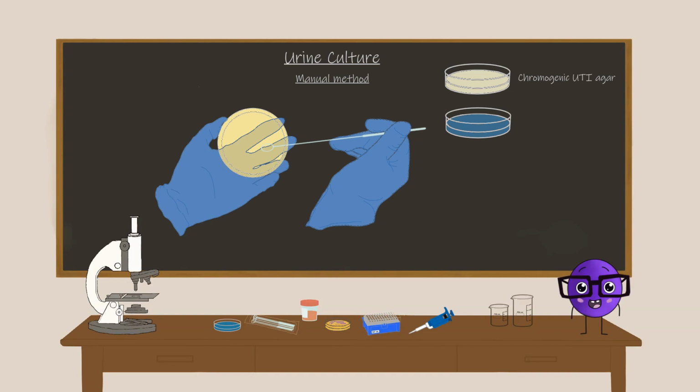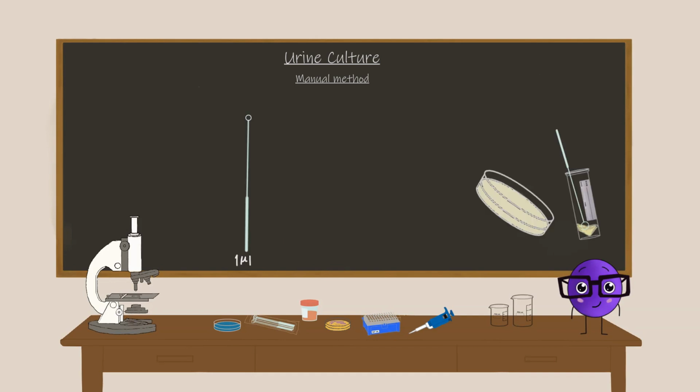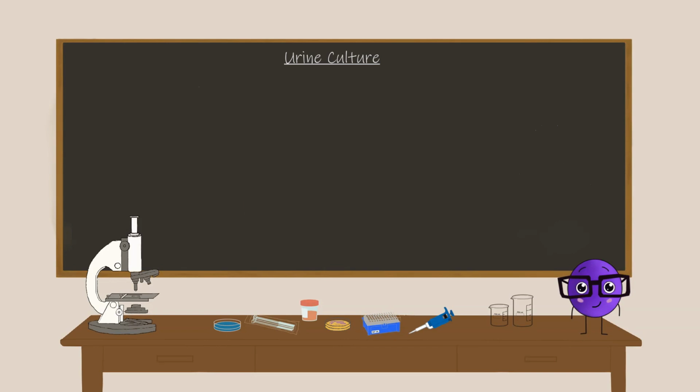Cysteine lactose electrolyte deficient agar, also known as CLED, is an alternative media often used for diagnostic urinary bacteriology. Other alternative media for urine culture include blood, MacConkey, or sometimes colistin nalidixic acid agar, also known as CNA. A sterile 1 microliter loop is immersed into the urine and cultured onto the agar plate. A larger loop, for instance 10 microliters, is recommended to detect a lower number of organisms in certain specimens, for instance nephrostomy samples.